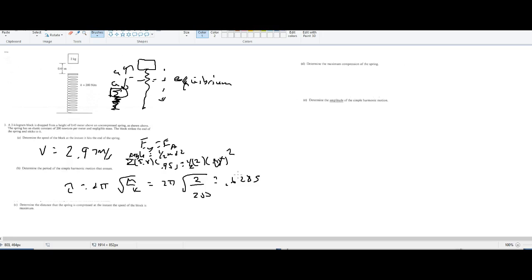Determine the distance the spring is compressed at the instant the speed of the block is maximum. So maximum is going to be when it's passing through this middle point, the equilibrium. Because it has no forces on it, and if it's on its way up, after that it's going to get slowed down. If it's on its way down, after that it's going to get slowed down by the spring getting squished. So the equilibrium point, wherever that is, is the point at which it's going to have maximum speed.